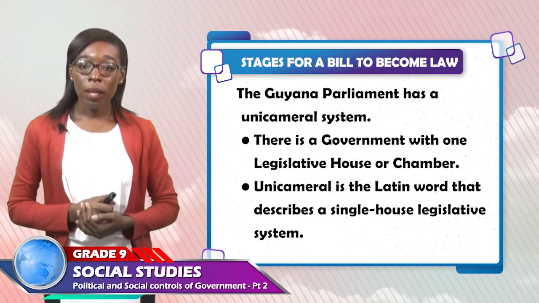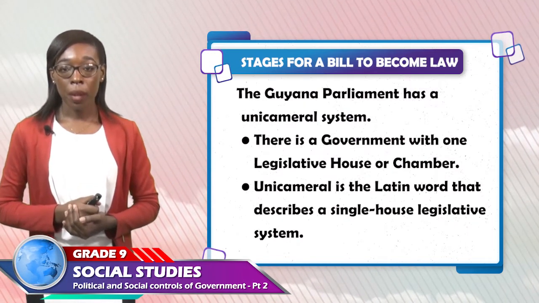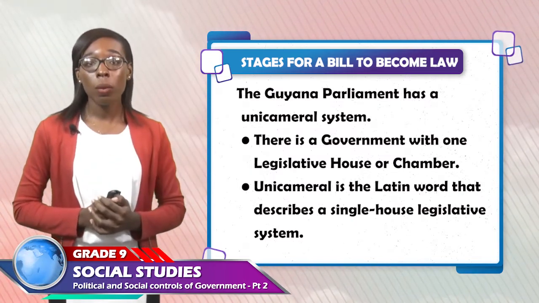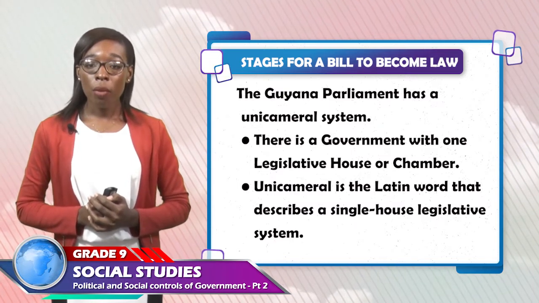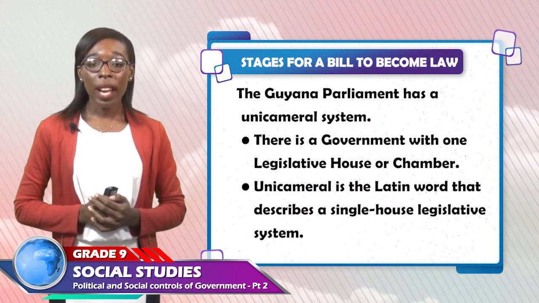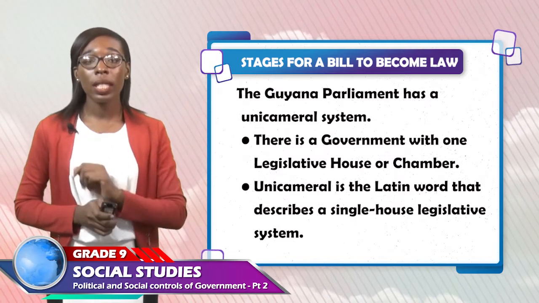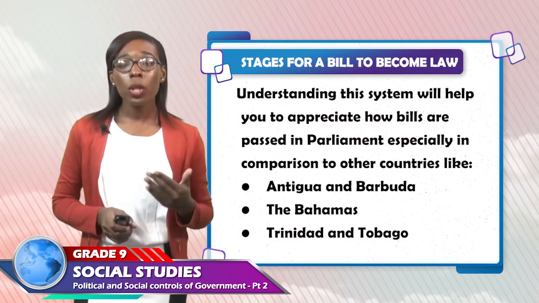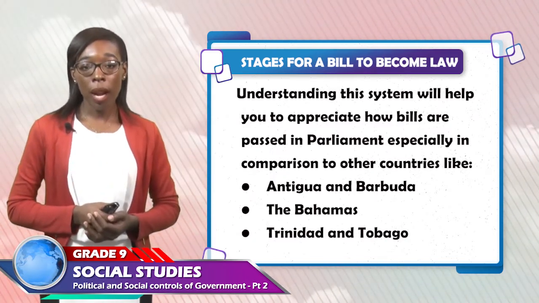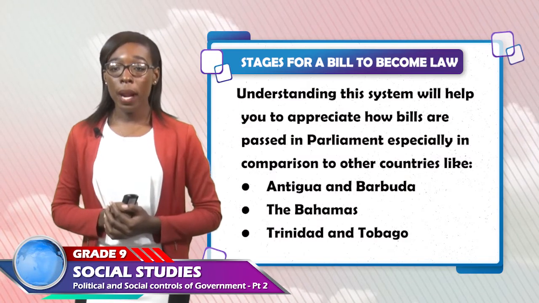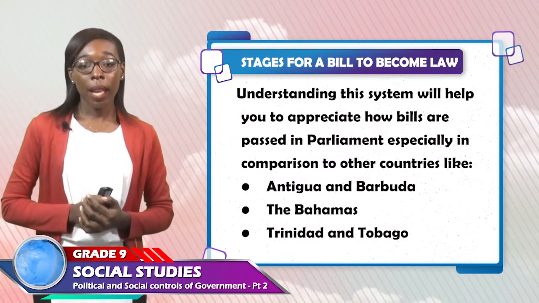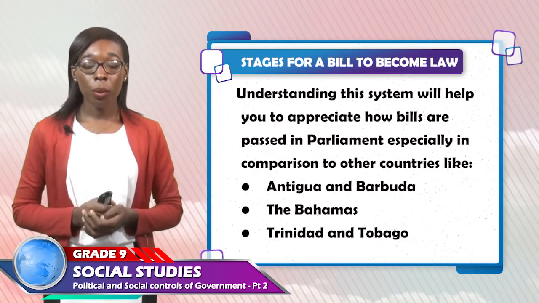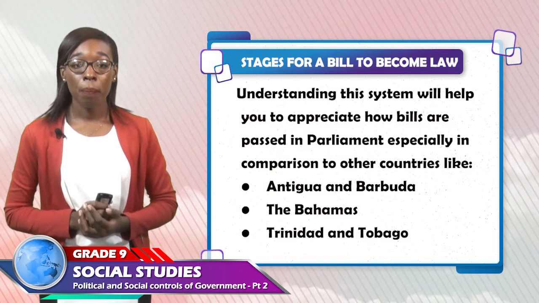The Guyana Parliament is a unicameral system. This means that there is a government with one legislative house or chamber. Unicameral is a Latin word that describes a single house legislative system. Understanding this system will help you to appreciate how bills are passed in Parliament, particularly in comparison to other countries like Antigua and Barbuda, the Bahamas, and Trinidad and Tobago, which use a different system.